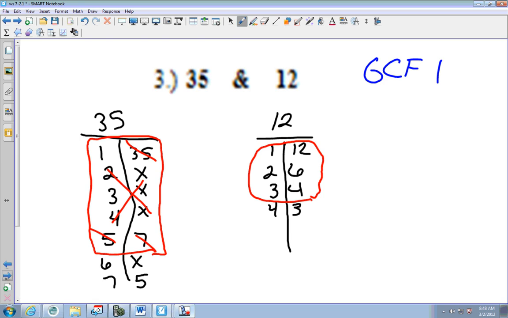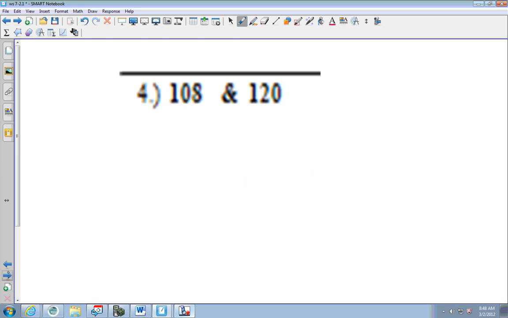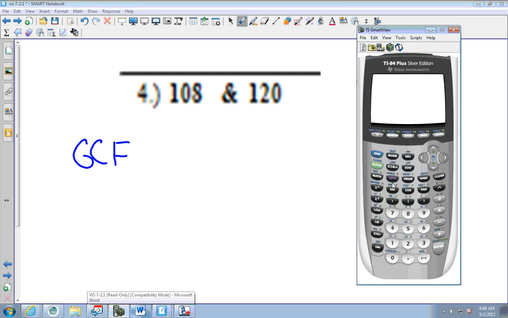Okay? Now, on number 4, we can go through and do the tables the exact same way. Not a big deal, but look. Ready? Another way to find your GCF. Get your calculator. Now, there's the math button underneath the alpha. We're going to press math. You're going to arrow over to number. Go down. It'll be number 9. And it says GCD. GCD, GCF, same thing. Press enter.